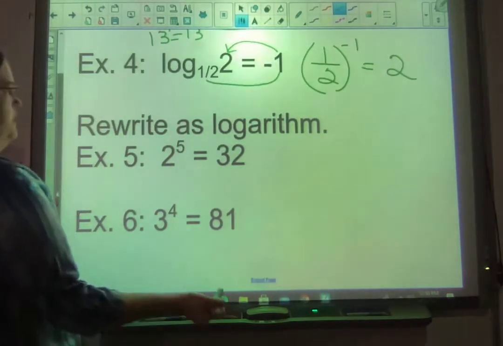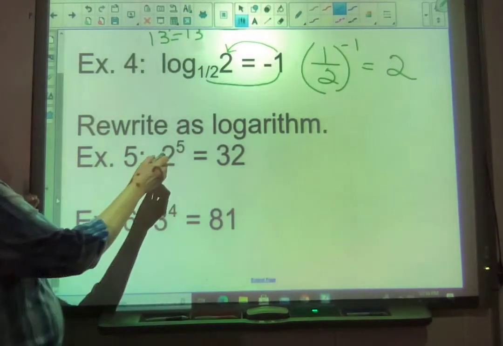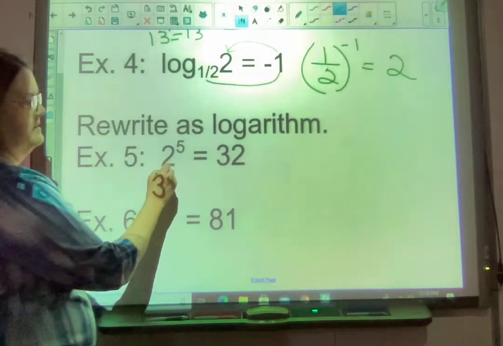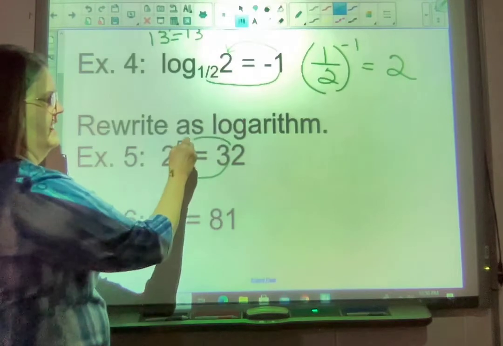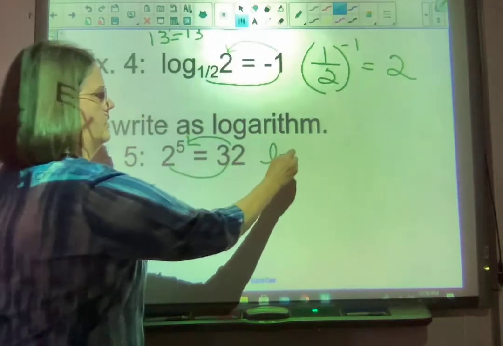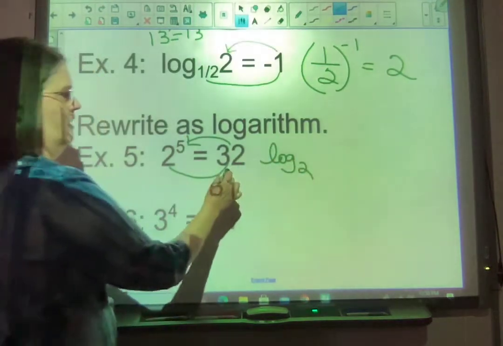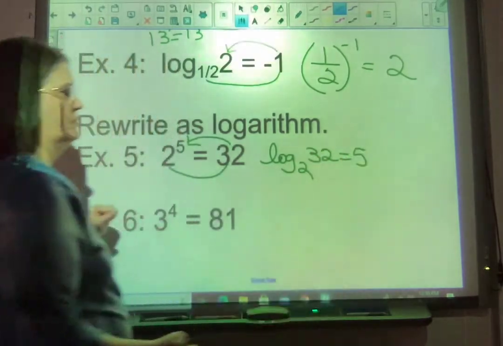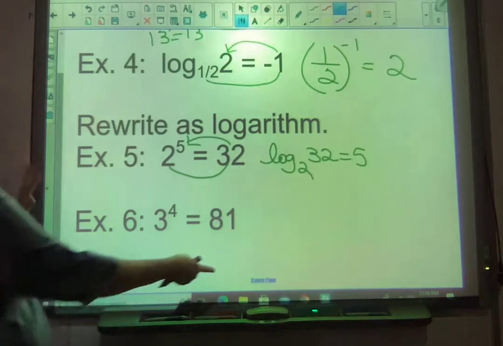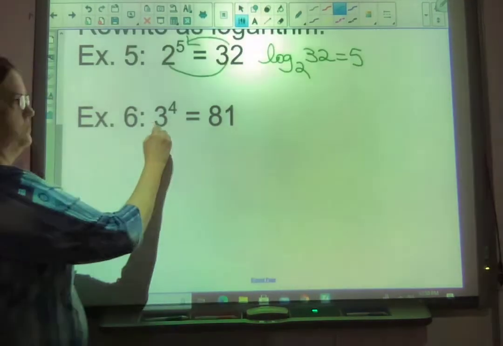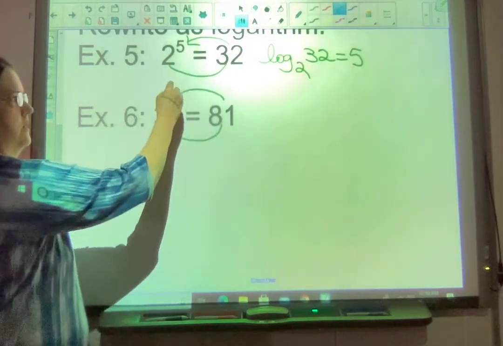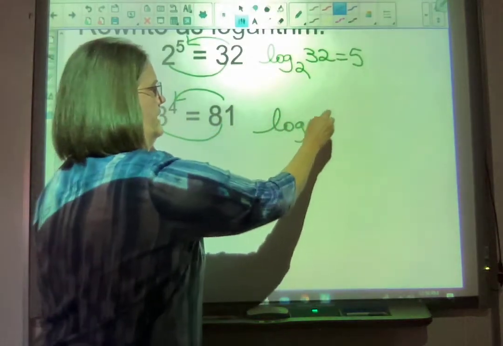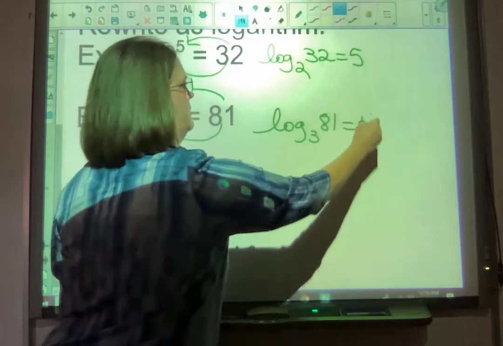And then when you rewrite as a logarithm, you do the same thing. You're going backwards, but you're writing it as a logarithm. So you're making that same loop, and you go log base 2 of 32 equals 5. So to write that as a logarithm, we're making that same exact loop. So log base 3 of 81 is equal to 4.